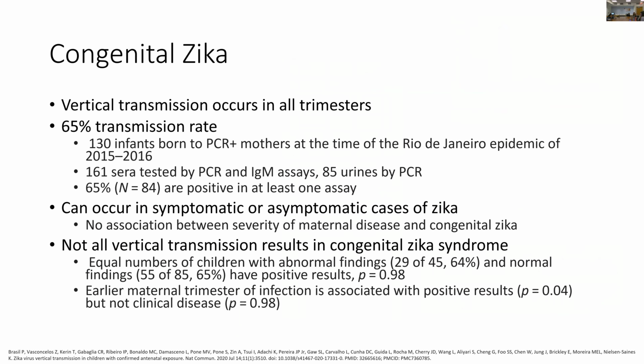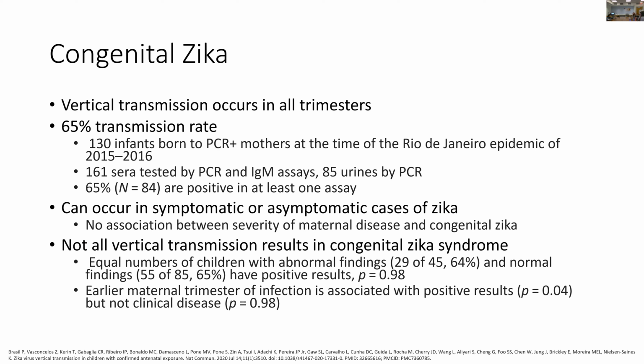So then switching gears to the humans, because that's who we treat after all. We know that vertical transmission can occur in any trimester of pregnancy, and there's about a 65% transmission rate. So from the study from Rio de Janeiro, of the 130 infants born to PCR positive mothers, 65% were positive by at least one assay for Zika virus. And this included PCR and IgM from urine and serum. Then we know that transmission can occur whether or not mom is symptomatic, and there doesn't really seem to be a correlation between the degree of maternal symptoms and likelihood of Zika virus transmission.